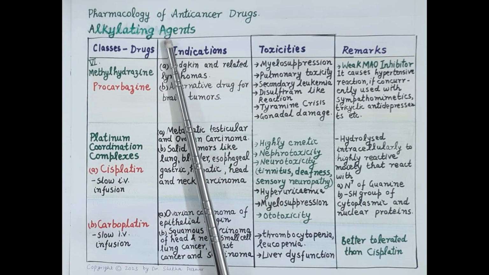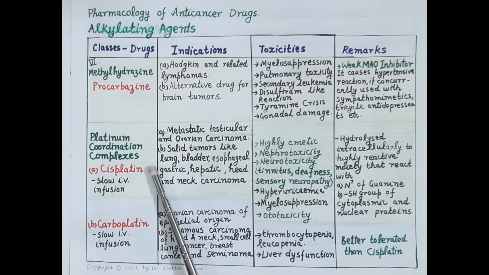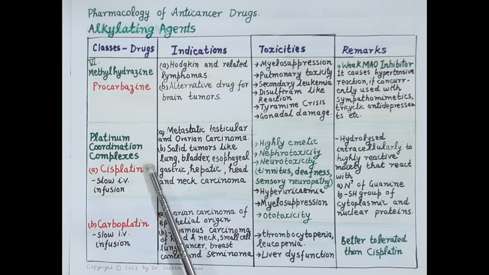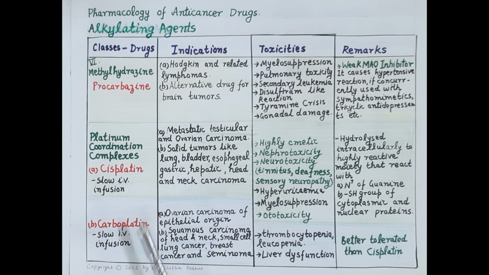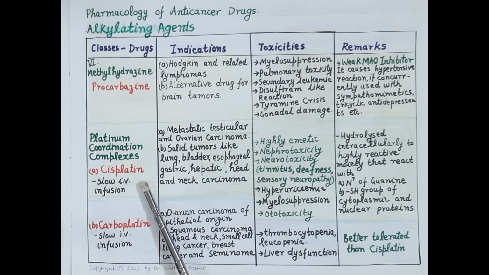Now, like alkylating agents, another category of anti-cancer drugs are the platinum coordination complexes. The drugs included under this category also cause cross-linking of the DNA. So, let's discuss here two drugs of this category, namely cisplatin and carboplatin. Both these drugs are administered by slow IV infusion. Now, let's first understand the mechanism of action of cisplatin.